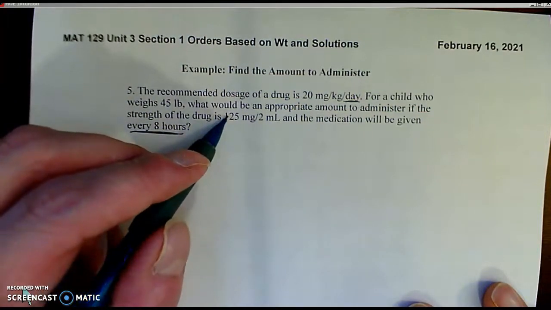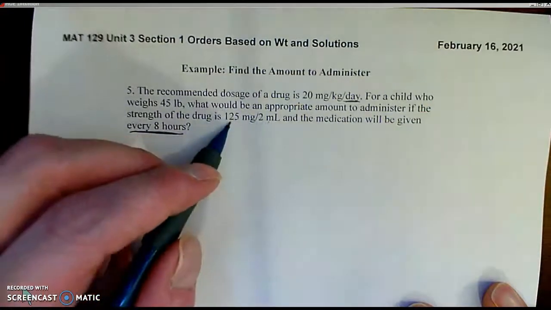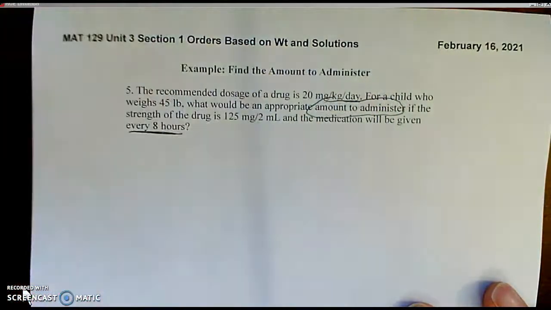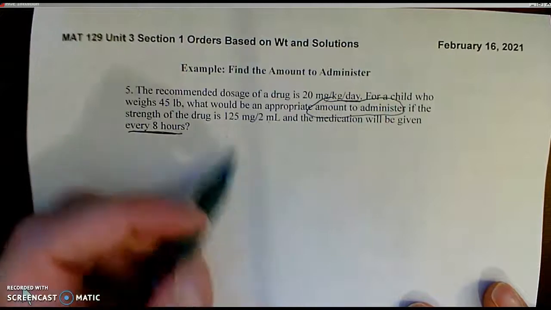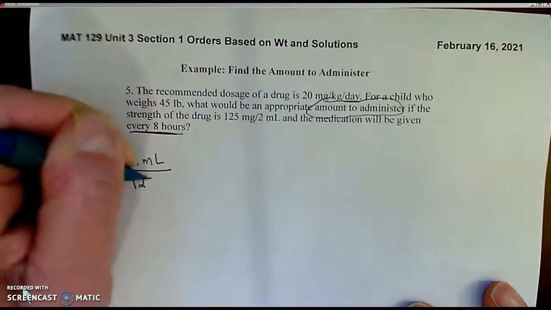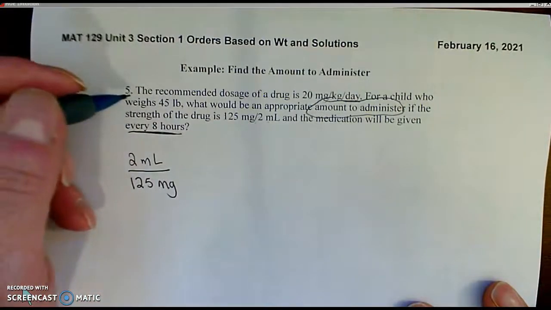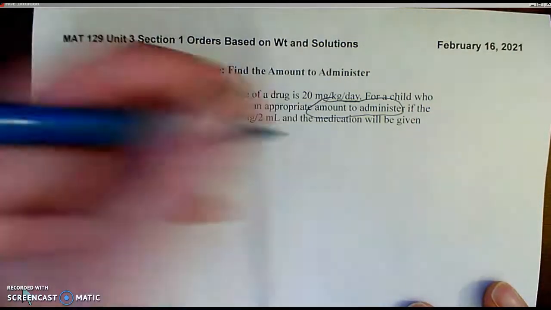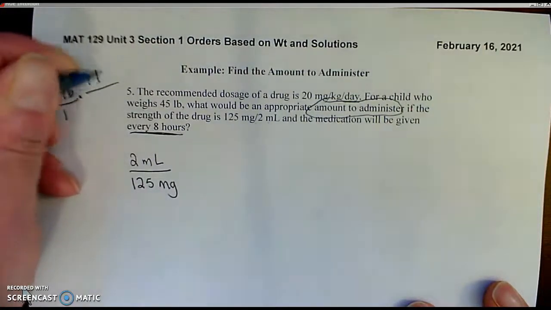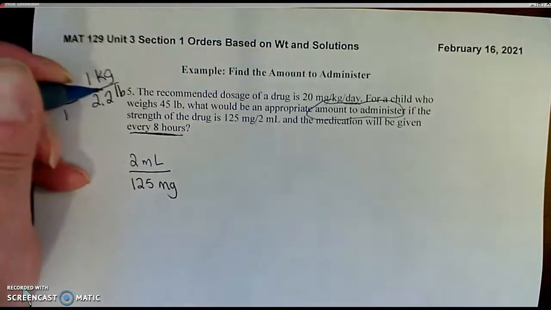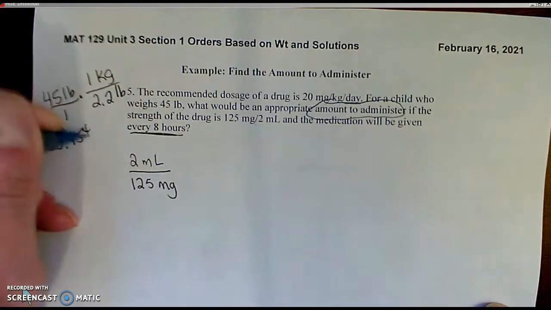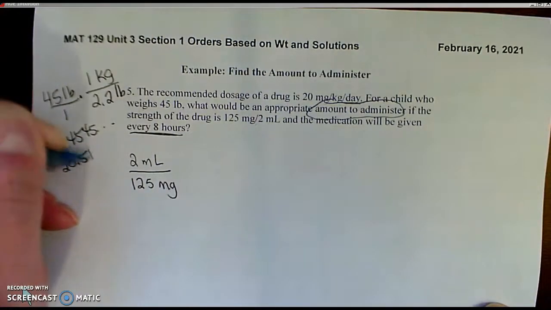The strength of the drug is in milligrams per milliliter. What are we given? Okay, so we're looking for the amount to administer. So the first thing to figure out is, what are the units of our answer going to be? Well, it's an order in milliliters, so we're going to start with 2 milliliters over 125 milligrams. Oh, we should probably start by changing the 45 pounds. Let's do that first. Let's pick that low-hanging fruit. 45 pounds over 1 times 1 kilogram over 2.2 pounds. So 45 divided by 2.2 comes out to 20.45 repeating. So that's going to be 20.5 kilograms.